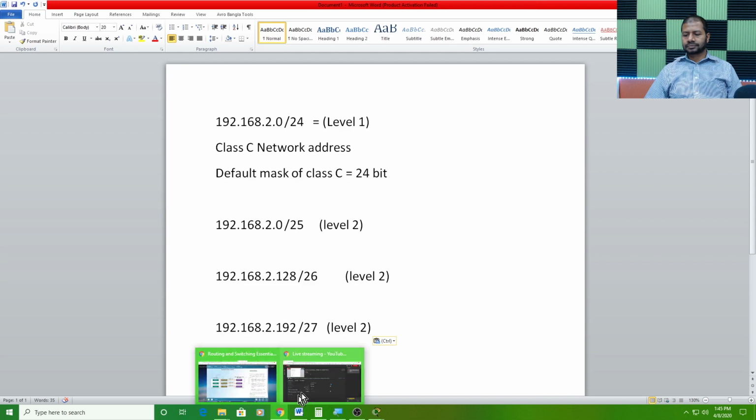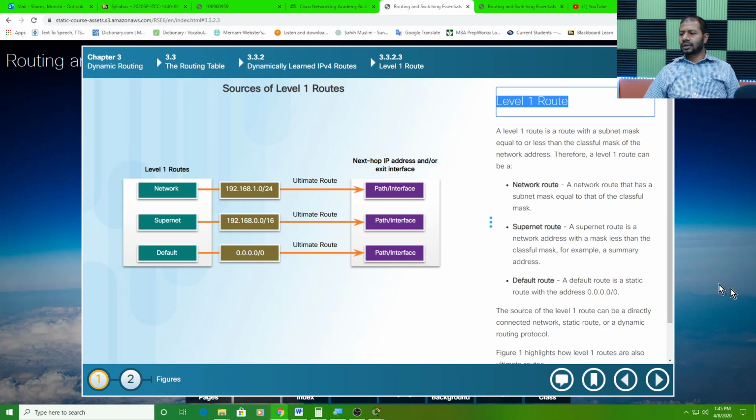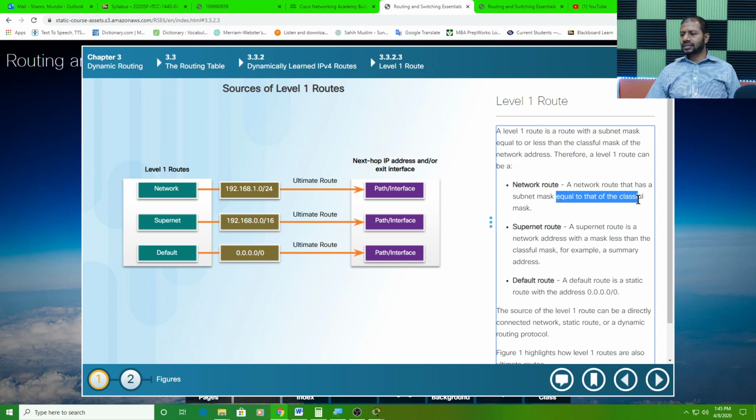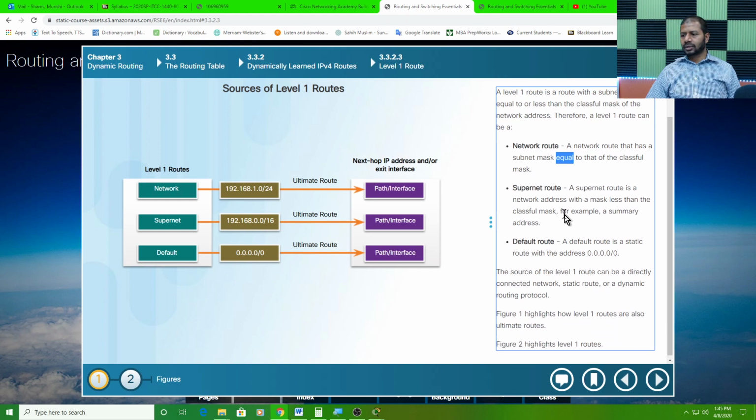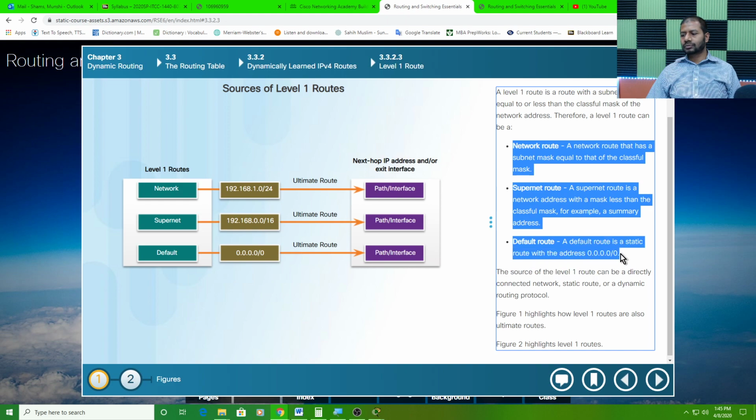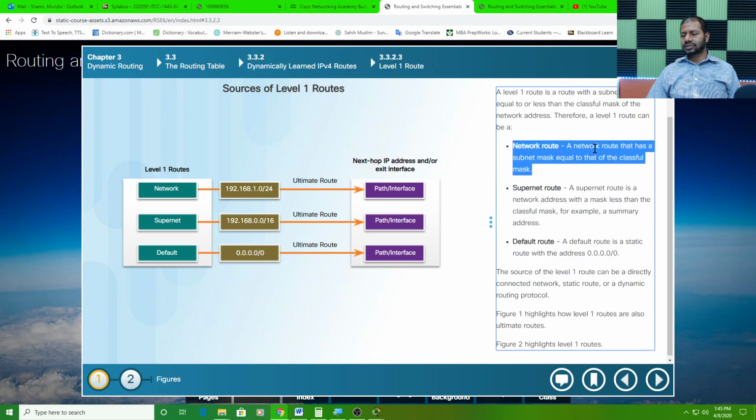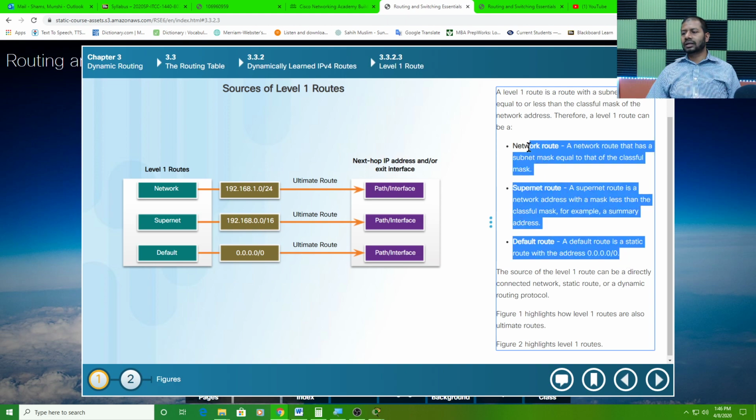So let's go back to the chapter. Level 1 has to be equal to the classful mask. If the subnet mask is equal to the default, then it's level 1. If the subnet mask is less than the default classful mask, then it's also level 1. Or a default route. A default route is always level 1. 0.0.0.0, all zeros, that's the default route. In these 3 scenarios, we have a level 1 route: either the subnet mask is the same as the default, or less than the default, or a default route, the regular 0.0.0.0 route. These 3 are called level 1 routes.